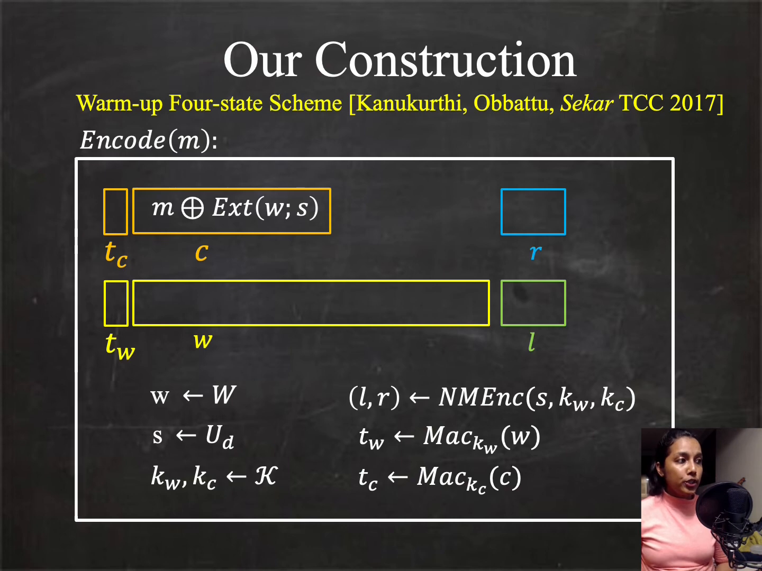The point to note here is that the underlying non-malleable code is only used to encode short strings. Particularly the seed and the authentication keys are all only logarithmic in the message size and hence do not play a role asymptotically in the rate.